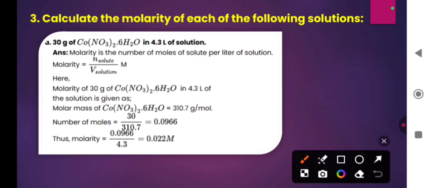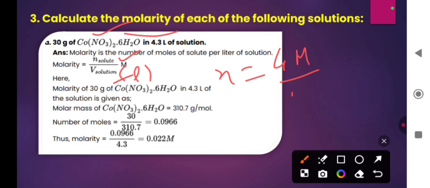Next numerical: calculate the molarity of each of the following solutions. Molarity you have to solve, so you should know the formula of molarity. We have discussed it many times. Molarity is equal to moles of the solute divided by volume of solution in liter. It should be in liter. And moles, how can you solve? Again, n is equal to given mass by molar mass. This is the only method to solve the moles. So the molarity formula we know already. Moles: given mass by molar mass.